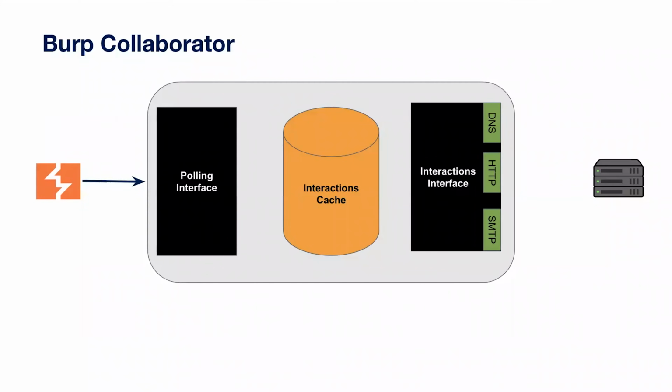So this is very much a conceptual view of the collaborator. However, architecturally, it's not amazingly dissimilar from a private collaborator instance, if you run one of those. So this is effectively what the collaborator is: a stub DNS, HTTP and SMTP server, which recognizes these one-time use identifiers, caches the resulting interactions, and then allows Burp to come along and retrieve the details of any interactions relating to payloads that it has generated.